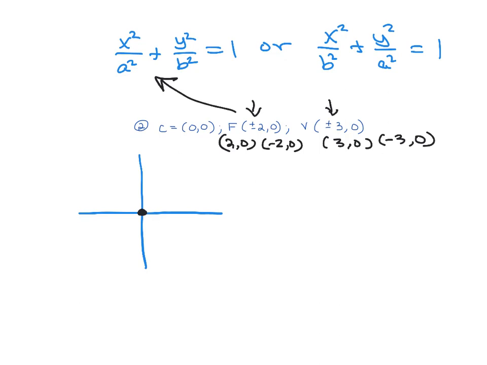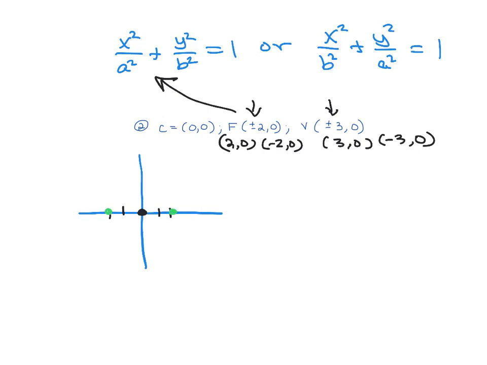So let's go ahead and graph these focus points, because I'm going to need to figure out my c value in order to find b squared. So I can put the focus points on. Those are at 2 and negative 2.